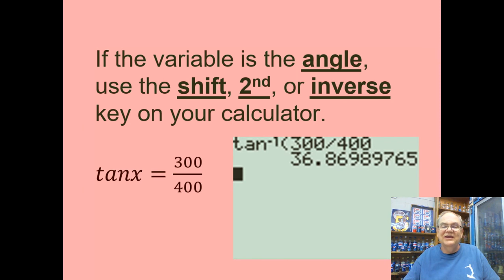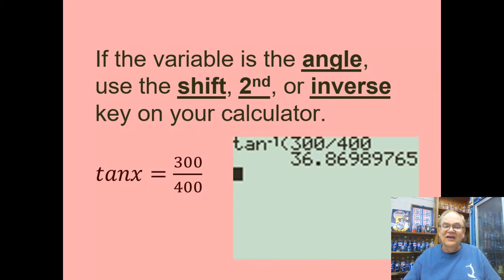What you're basically doing when you hit inverse tangent is you're asking your calculator to play Jeopardy. You're saying, I know that the answer to this is 300/400ths. I want to know what's the question, what's the angle that would make that happen? And it sort of looks it up in a table, finds out that it's about a 37-degree angle that has a tangent of 300/400ths.